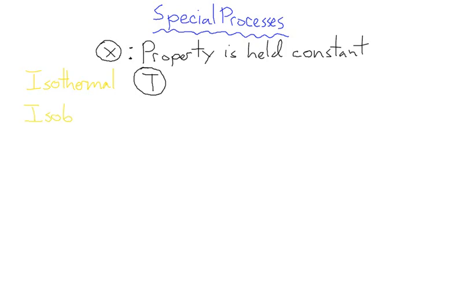The next special process we have is isobaric. Isobaric is when you hold the pressure constant. One way to think of it is, if you've ever heard of a hyperbaric chamber, hyperbaric chambers are used for divers if they come up too fast. If their bodies experience a decrease in pressure too quickly, you use a hyperbaric chamber to increase the pressure on them.